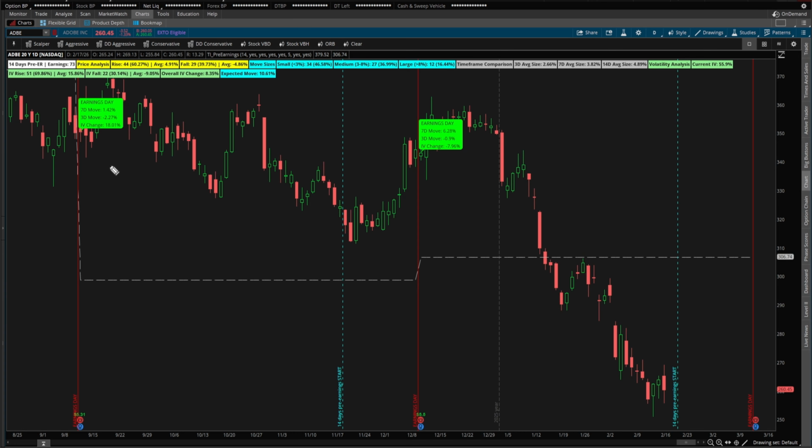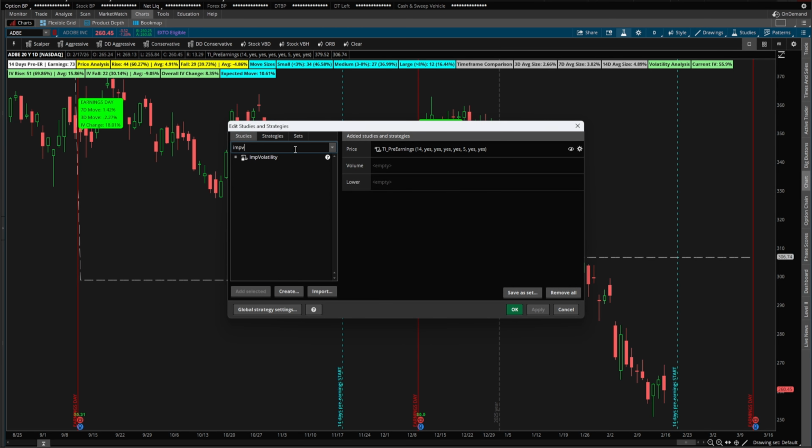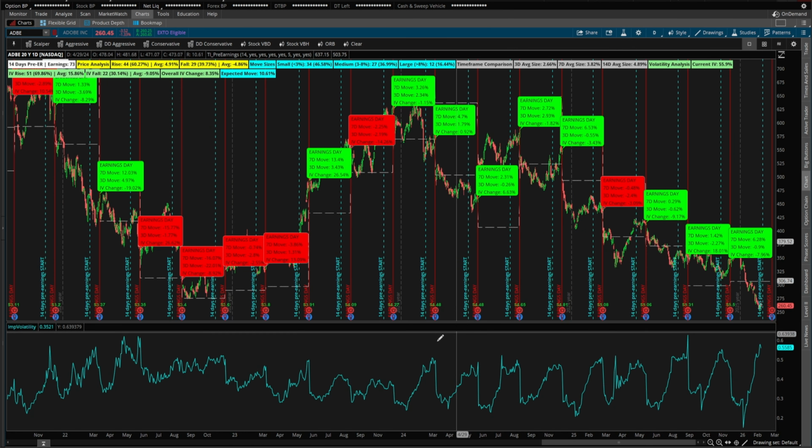Now, the last piece of information that we can gather here is implied volatility. Now, historically, we can see that IV tends to rise more frequently as we head into earnings, about 70% of the time, versus about 30% of the time in which IV falls. Now, you can't just take this on its face value. We need to dive a little bit deeper, so I layered in the implied volatility indicator. This allows you to see the actual IV percentile.